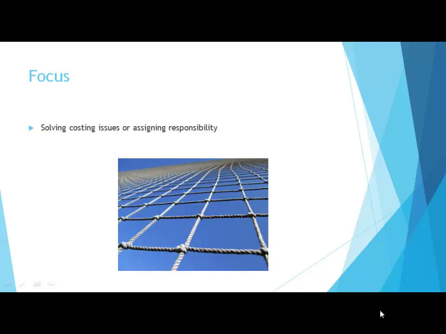Focus. What is the focus? In absorption costing, what is the focus? In ABC costing, what is the focus? In absorption costing, traditional costing, my focus is to solve the issues of the costing processes, or assigning the responsibility. Traditionally, we just used to allocate the overheads, assigning the overheads to the products, to the departments. But now, with ABC costing, we are trying to solve the costing issues, solve the complex processes. Getting my point? So this is refinement, good news for you.